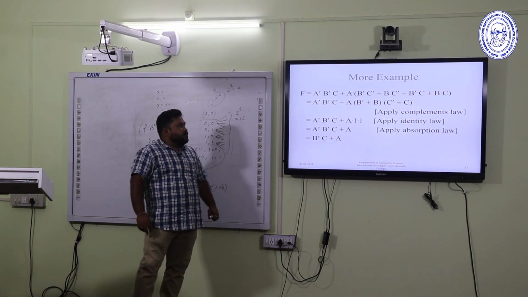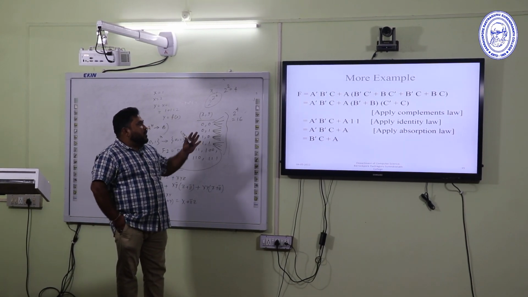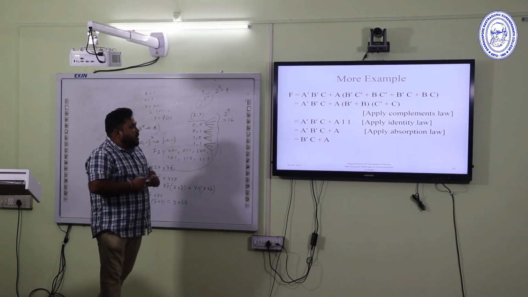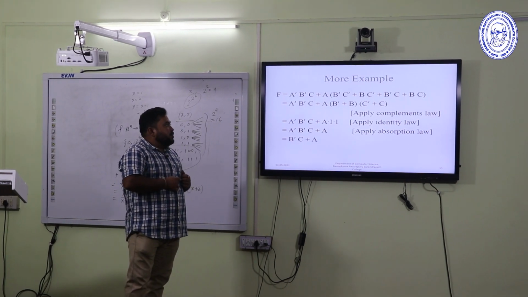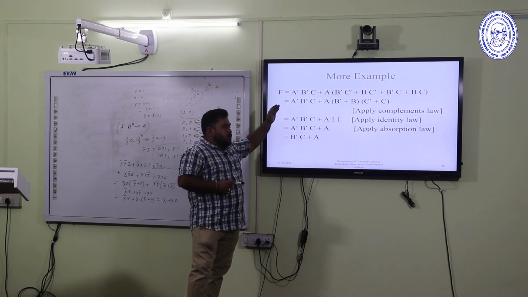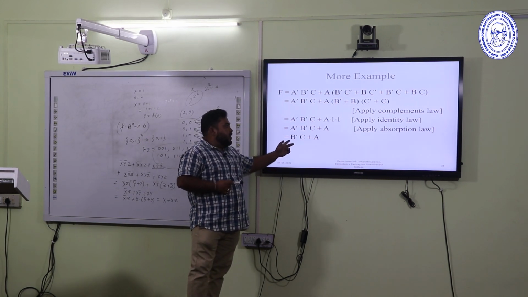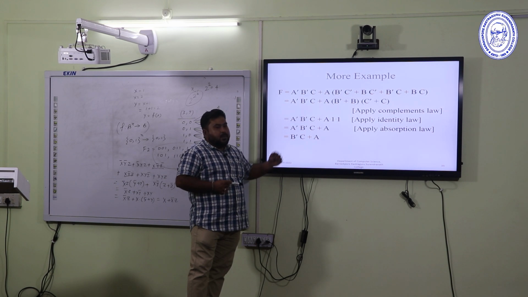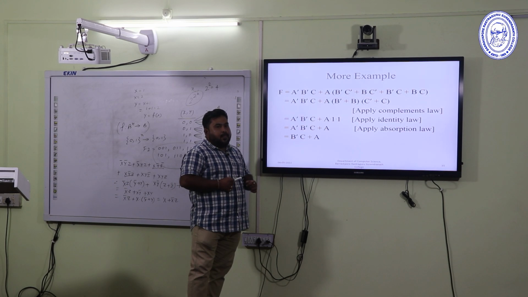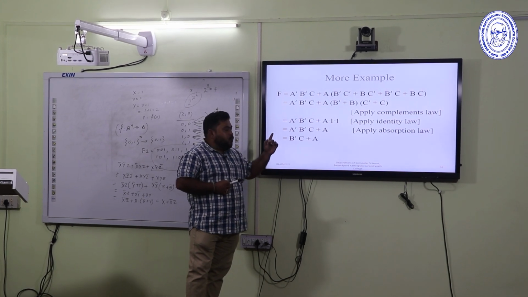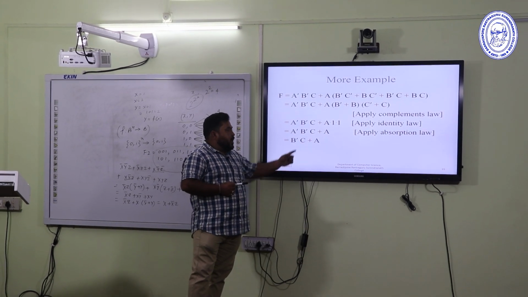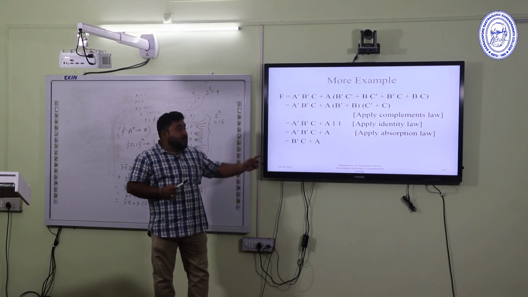This is an example. So if we take a function that is f is equal to a prime b prime c plus a dot b prime c prime plus b c prime plus b prime c plus b c, that will be derived like that. The outcome is only a plus b prime c, and now we are applying here Huntington's axioms, that is the complement law, identity law, and absorption law, and we get the following output, the reduced expression.